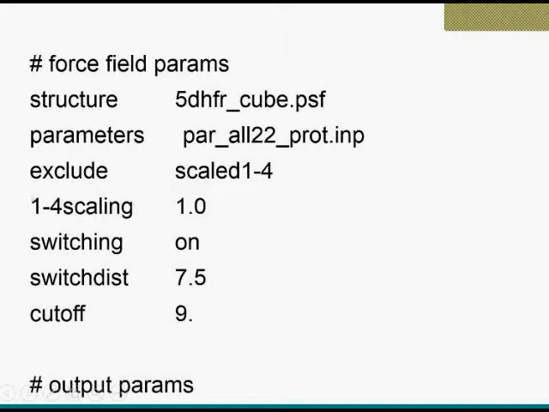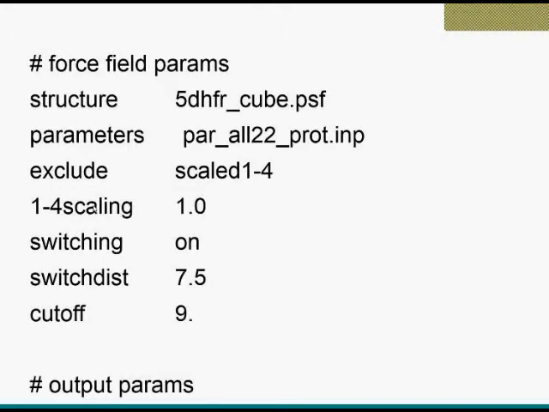Switching and cutoff refer to how the electrostatic and van der Waals potentials are treated. Here, this means that direct non-bonded interactions are calculated between atoms which are 9 angstroms and less apart, and switching means that that potential is not truncated at 9 angstroms but reduces smoothly to 0 in the range between 7.5 angstroms and 9 angstroms. Again, these are figures which are considered best practice for using these 2 force field classes.